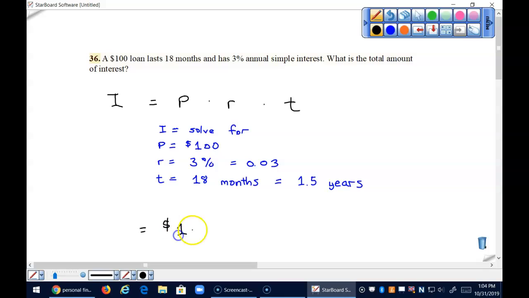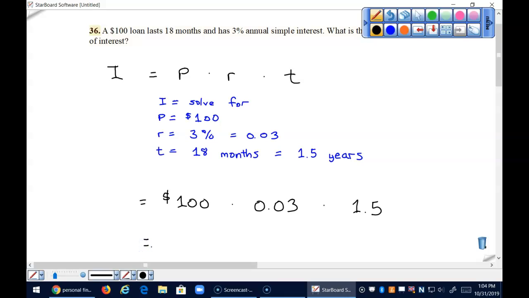This was 100. This was 0.03. This was 1.5. And the calculator is doing all the work. Okay, 100 times 0.03 times 1.5. We're done.